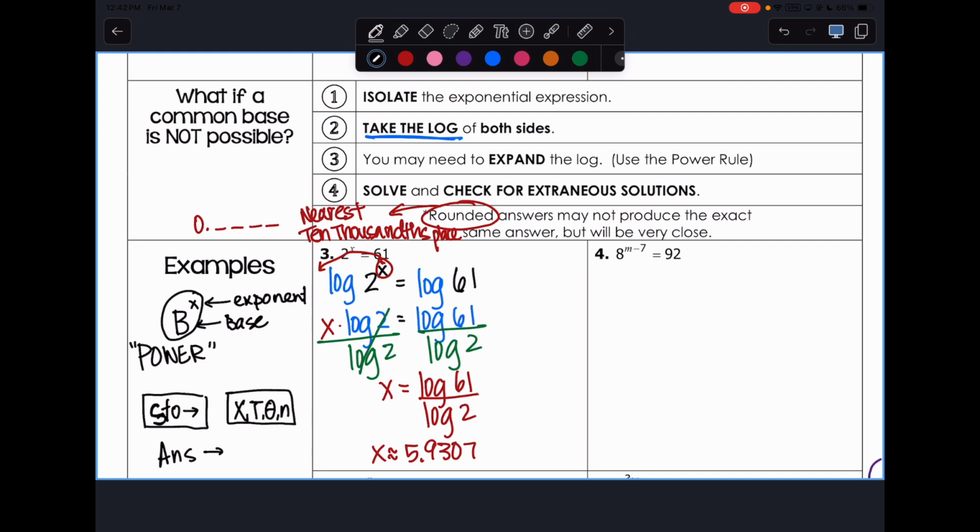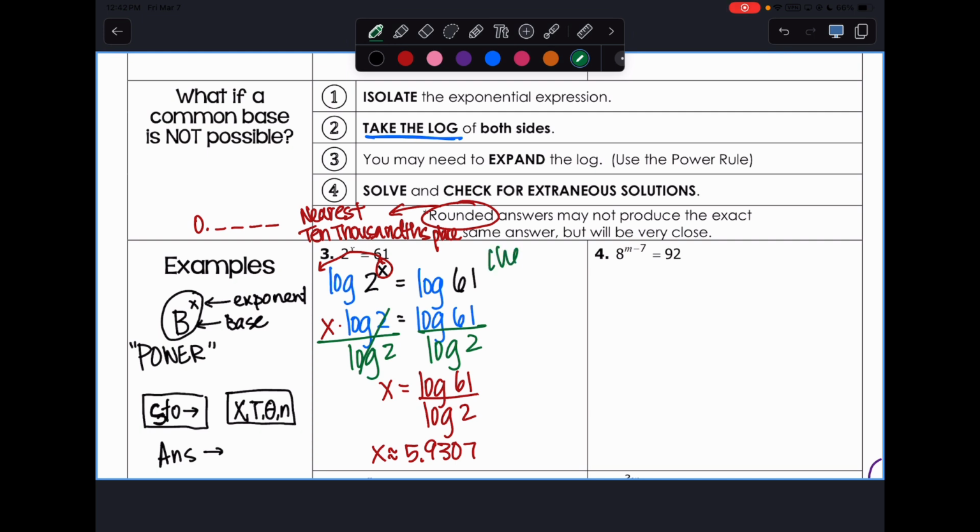If you ever want to check what X value you have, you just press X and then enter, and it should tell you exactly what it's stored as. So when you're checking, are you guys doing okay? No, what's wrong? Did you do log of 61 divided by log of 2? Do that first. Log of 61 divided by log of 2.